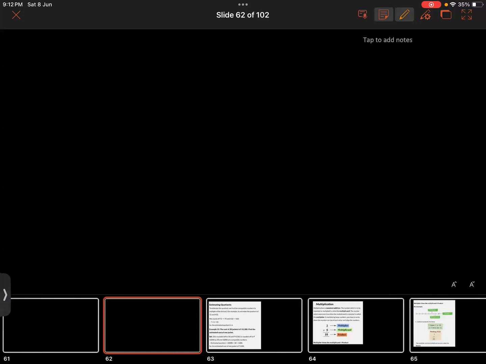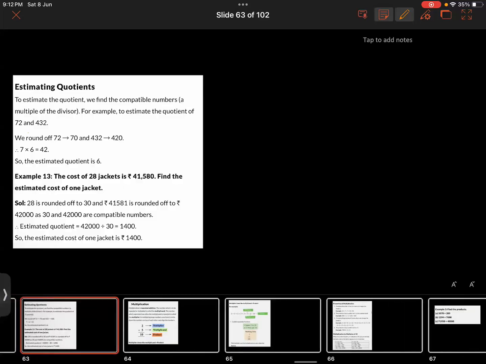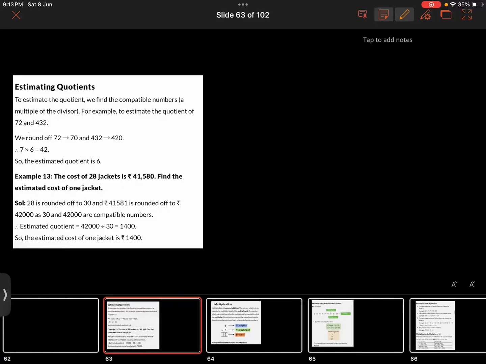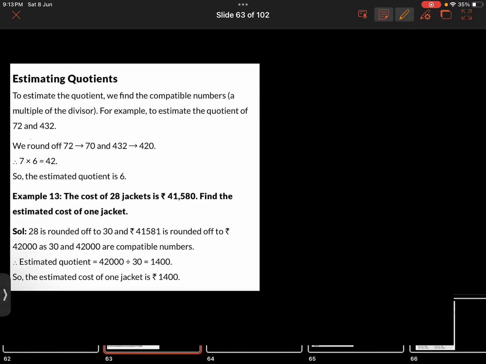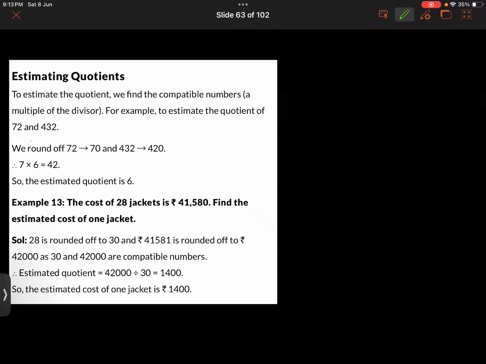Okay, good. Now let us continue further. So now further we are going to learn about estimation of quotients. Let us understand what we mean in this and what we are going to learn in estimation of quotients. To estimate the quotient, we find the compatible numbers, a multiple of the divisor.